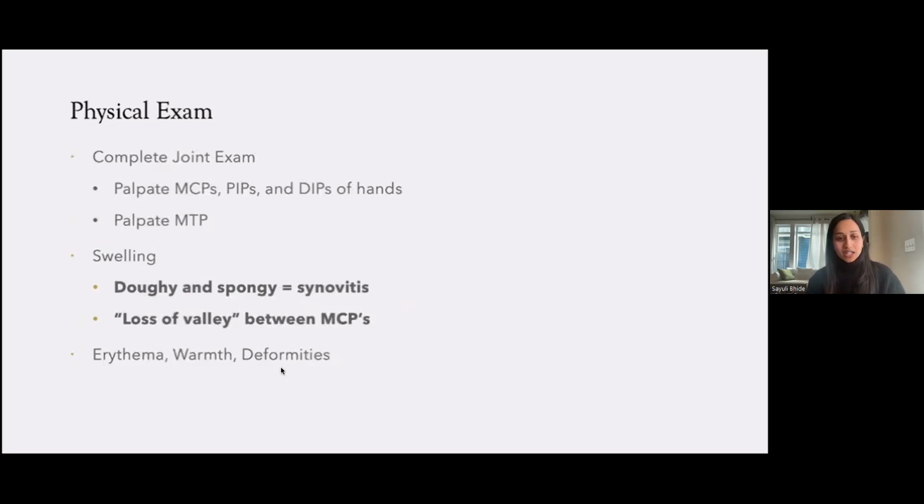What you're looking for is a doughy, spongy sensation around the joint. So that's what's really specific for synovitis. I know, Rini, 90 seconds for a joint exam. And unlike osteoarthritis, which usually feels kind of bony and firm when you push on an enlarged joint, swelling from synovitis should feel spongy. And so the more you do it, the more you'll be able to feel it. Loss of valley is helpful too, just visually. So if you look at your MCP joints, which are these joints right here, you have a valley in between your two knuckles, and synovitis kind of flattens that valley out.